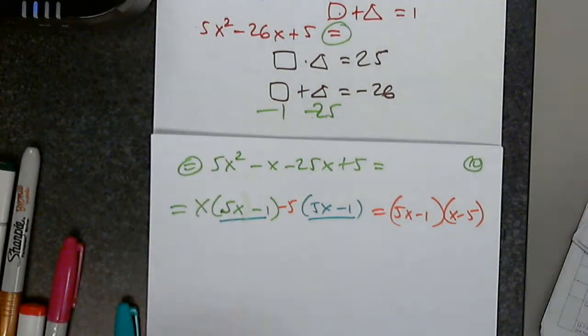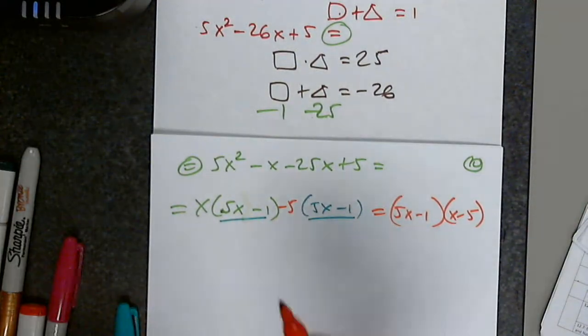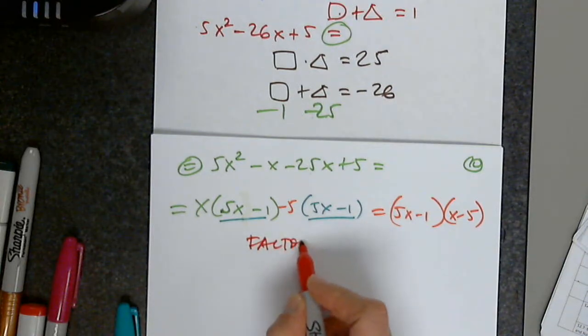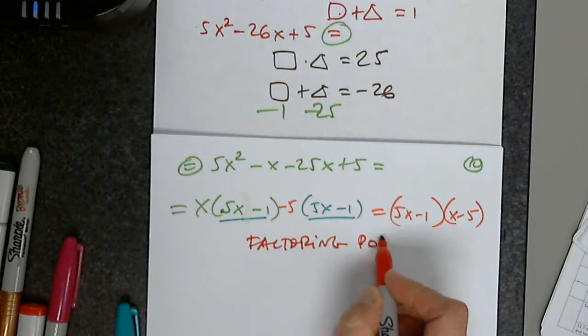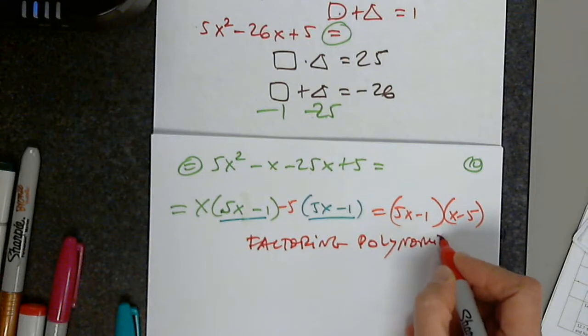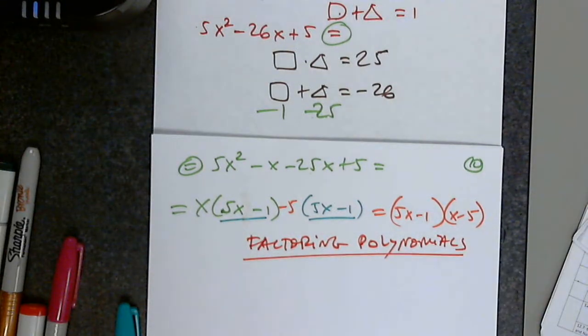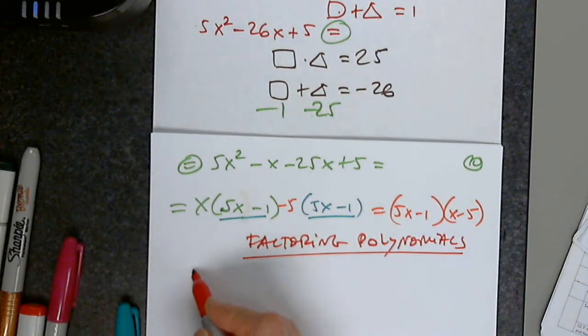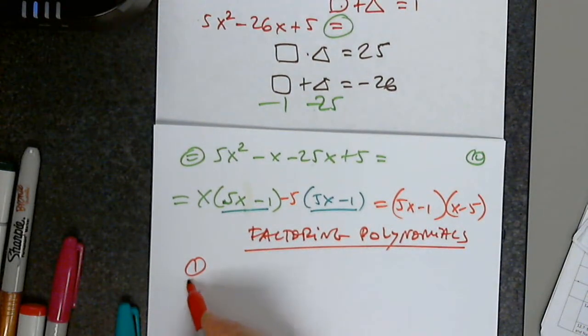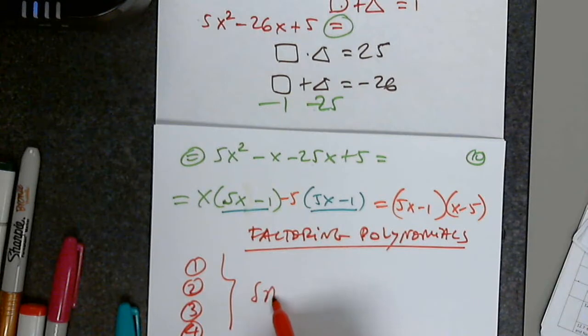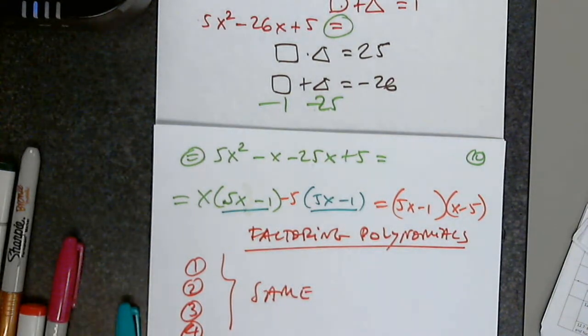Final strategy, last one. Polynomials. Okay. Number 1, the same thing. Number 2, the same thing. Number 3, the same thing. Number 4, the same thing. Same. The question is, what is it?